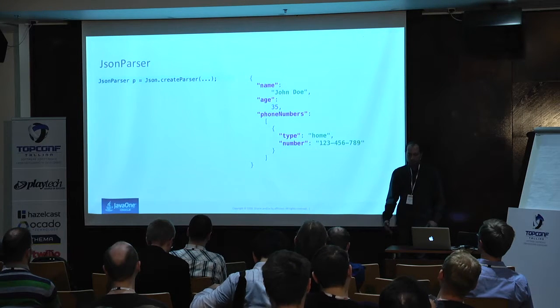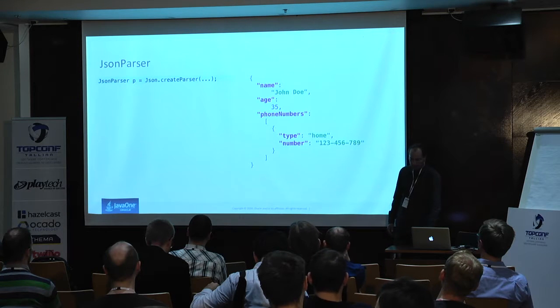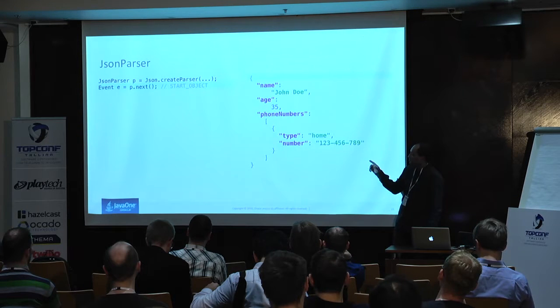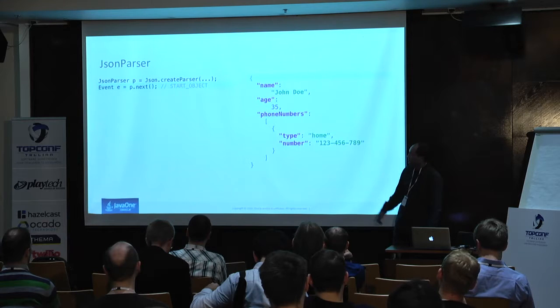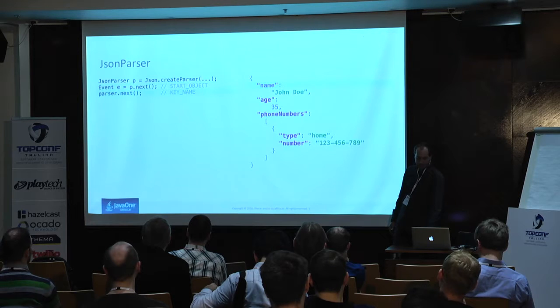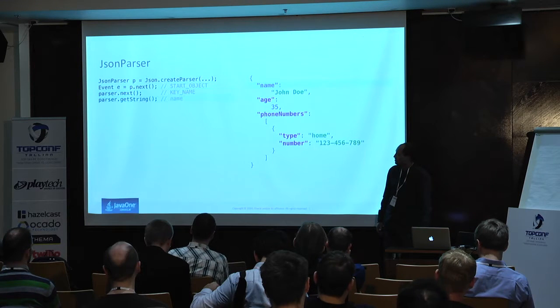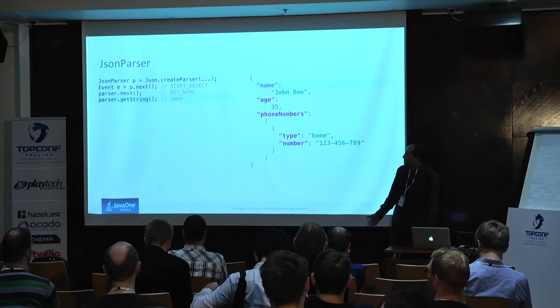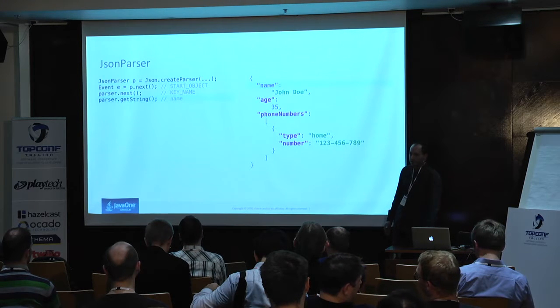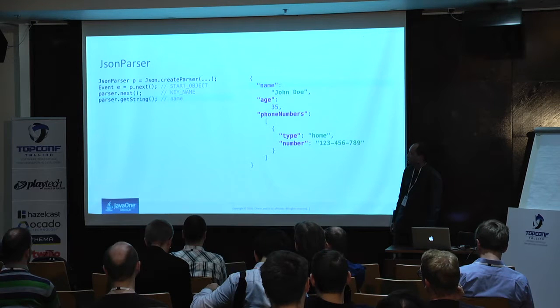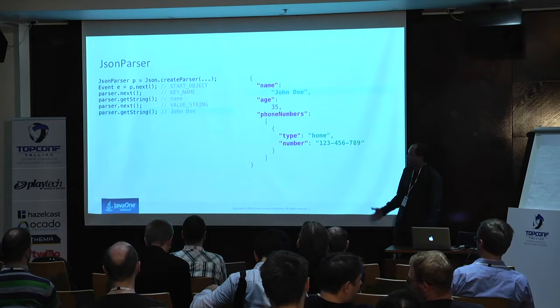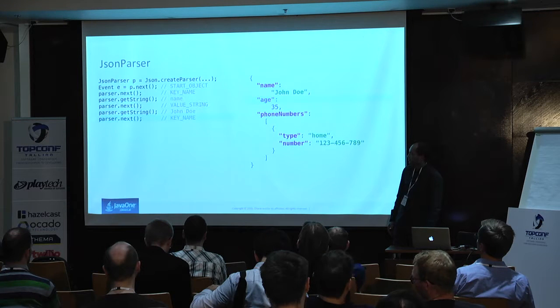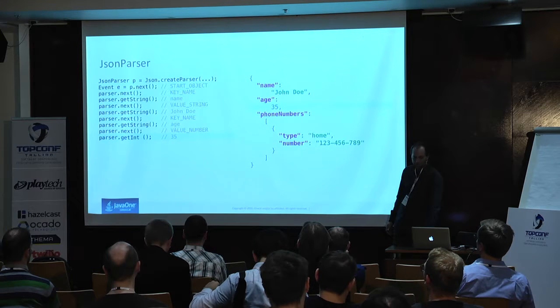Now let's see how we handle this in our code. Basically we create a parser and then we move through events with a call to the next method. So the first event will be start object. Then we move next to consume the key name. From the key name we can get a string to obtain the name of the key. Similarly, move next and get a value. For integer-based values, we can just call getInt. That's it.